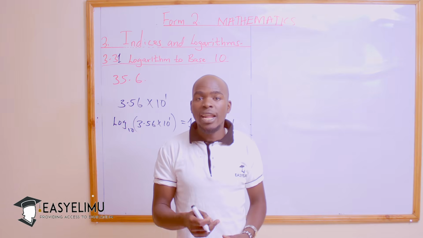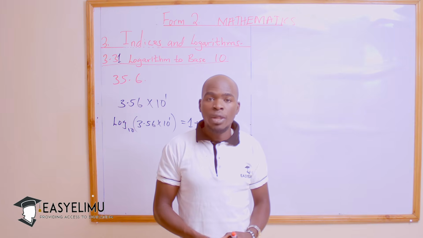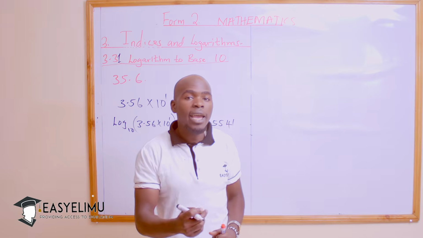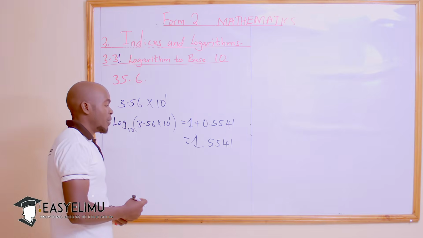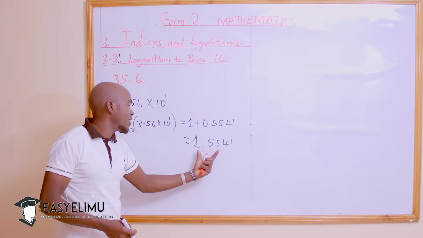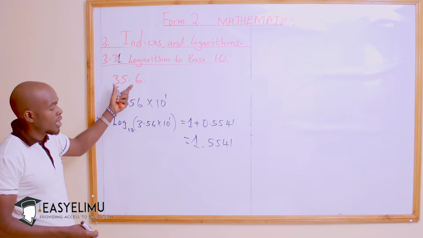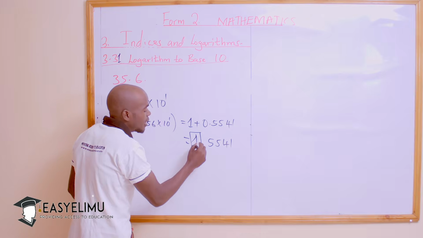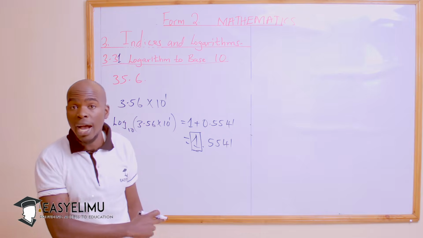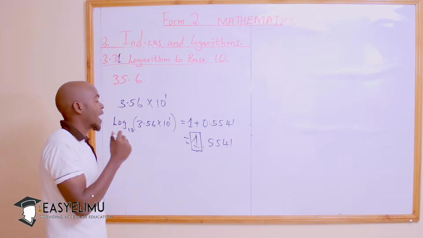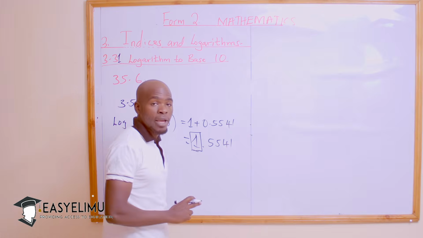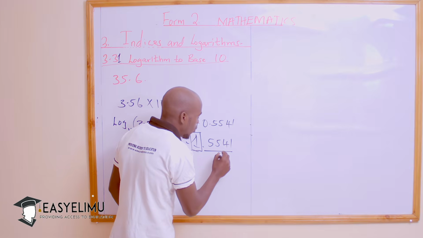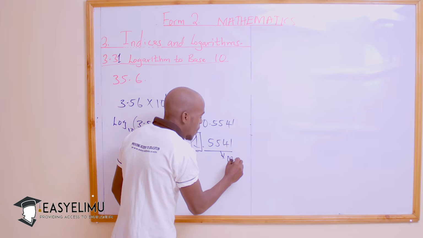You first change the number into a standard form, then you use the mathematical table to help you find the decimal part of the logarithm. Here, as we can see, this is the logarithm of this number. The whole part which is before the decimal point here is what we refer to as the characteristic part of the logarithm. And the decimal part here is what we shall refer to as mantissa.